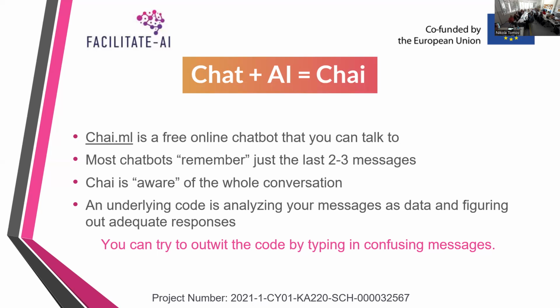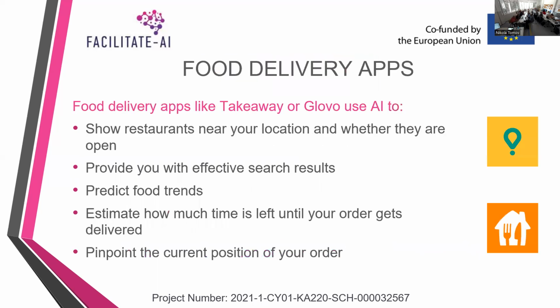And I've tried to outwit the code by typing in confusing messages, and of course you can outwit a bot by typing in confusing messages. But the thing that's weird about it is that it's aware of the fact that you're trying to confuse the bot. So Chai is actually a really good example of such a chatbot.